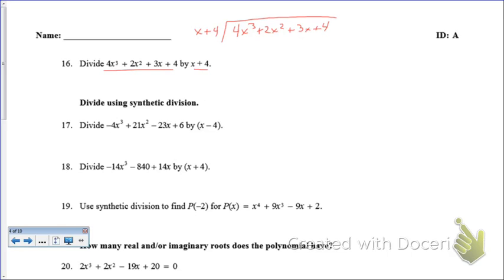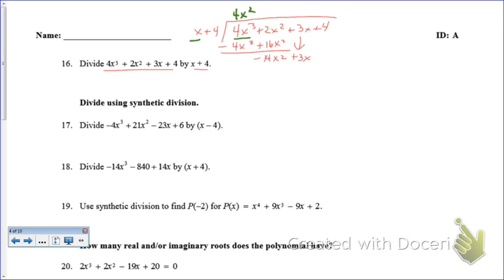I'm just going to look at my very first terms of my polynomial and my divisor to figure out what's going to go in my quotient. So I want to know, what would I multiply x by to get 4x cubed? And that's going to be 4x squared. And so I would have 4x cubed, then when I multiply through, plus 16x squared, because 4x squared times 4 is 16x squared. And then I'm going to subtract them, and I get negative 14x squared. Now I need 2 terms since my divisor has 2 terms, so I'm going to bring down the 3x.